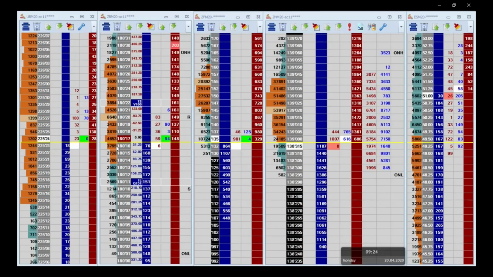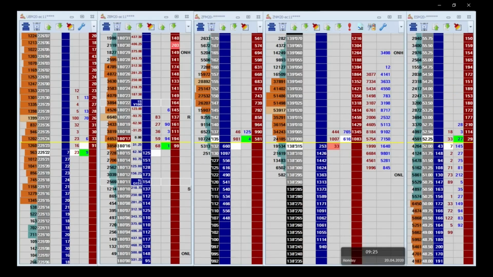So it's a good, slow environment. It's a little different than what we've had lately. These are kind of environments that I like. I like to go in with some size and just follow the side that's in control.